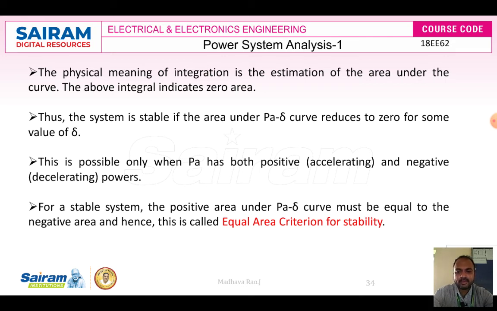For a stable system, the PA minus delta curve must have positive area and hence the negative area should also be equal. When the system is stable, positive area is equal to negative area. When both areas are equal, we call this the equal area criteria for stability.